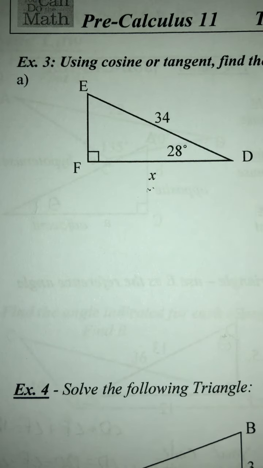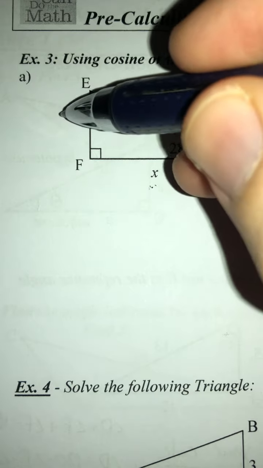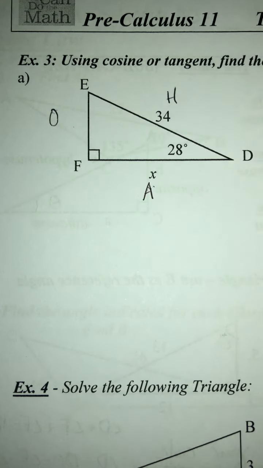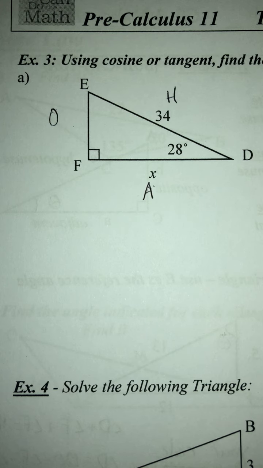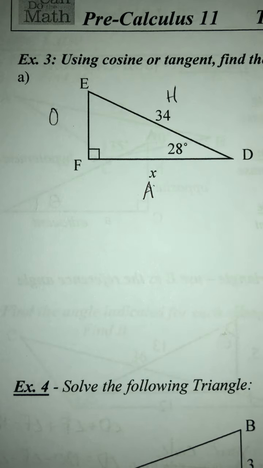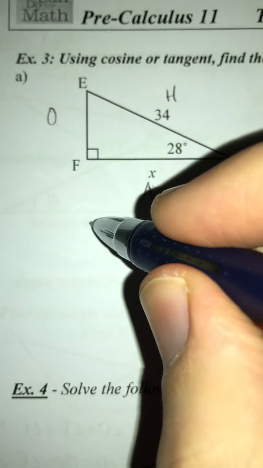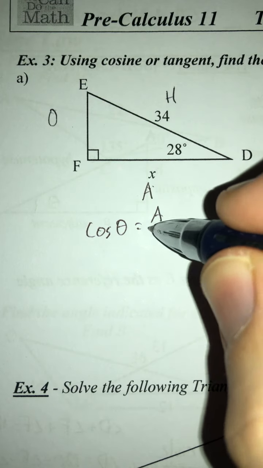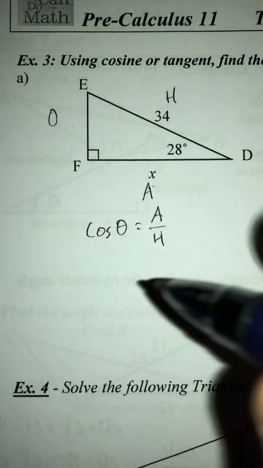So in looking at this, here's our angle. That means this is the opposite side. This is the adjacent. This is the hypotenuse. So what involves angle, adjacent, and hypotenuse? Well, this is going to be cosine. So cos theta equals adjacent over hypotenuse.